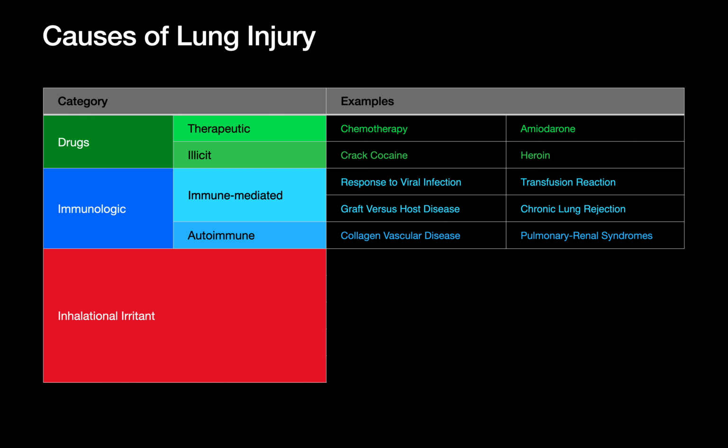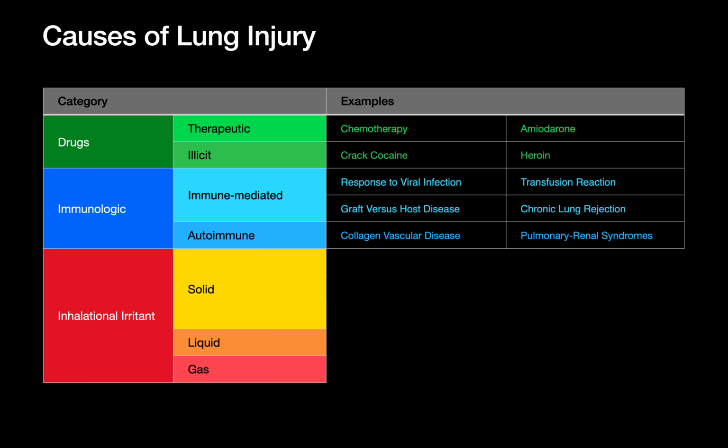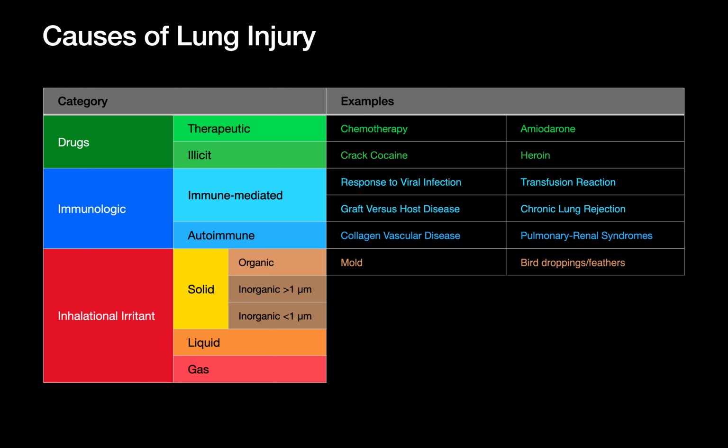When it comes to inhaled irritants, we can divide these according to the 3 phases of matter: inhaled solid irritants, inhaled liquid irritants, and inhaled gaseous irritants. Inhaled solid irritants can be further subdivided into organic ones, inorganic ones over 1 micrometer in size, and inorganic ones under 1 micrometer in size.